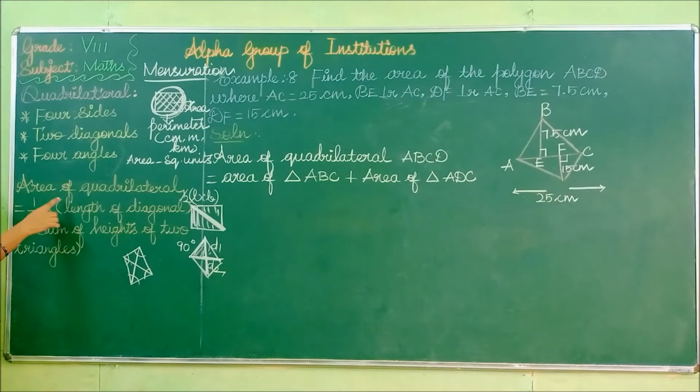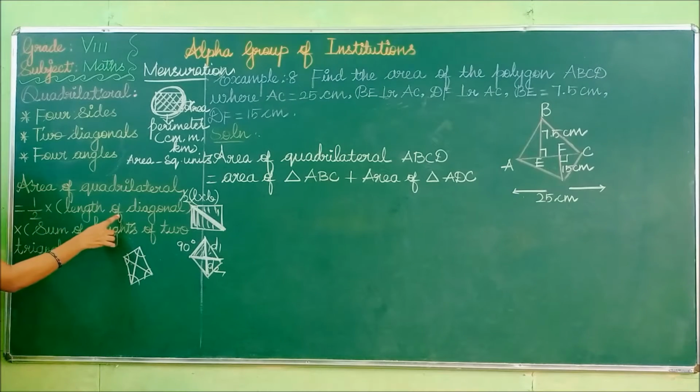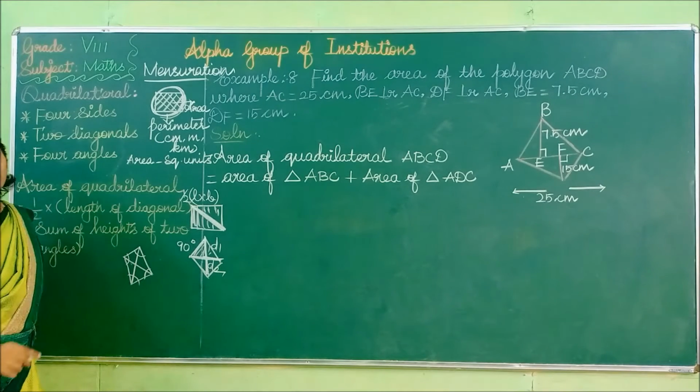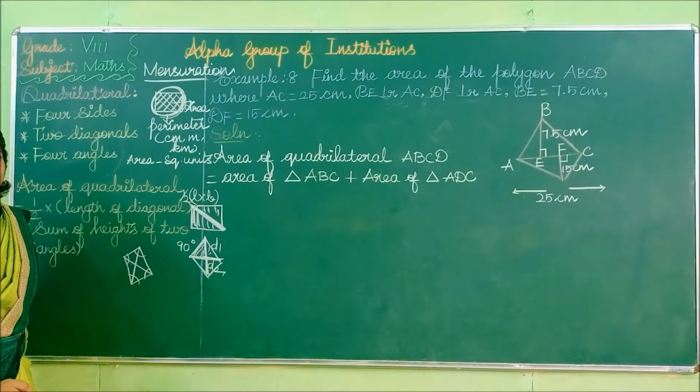So area of a quadrilateral is equal to half the length of the diagonal into the sum of heights of the 2 triangles. So listen carefully. Area of a quadrilateral is equal to half into length of the diagonal into sum of heights of 2 triangles. Then we can see one example. You can get a clear idea about the quadrilateral.